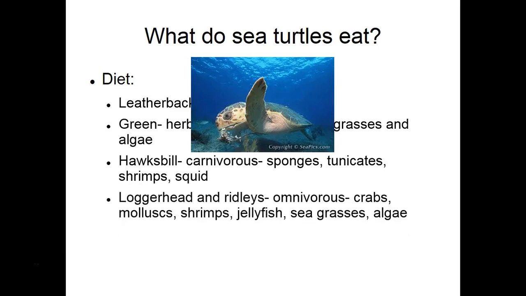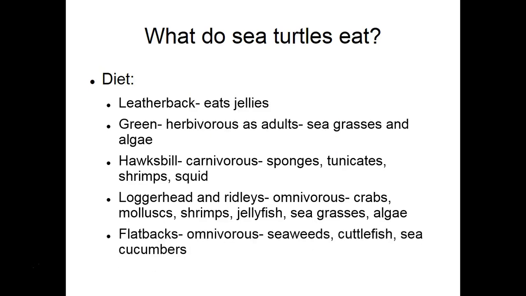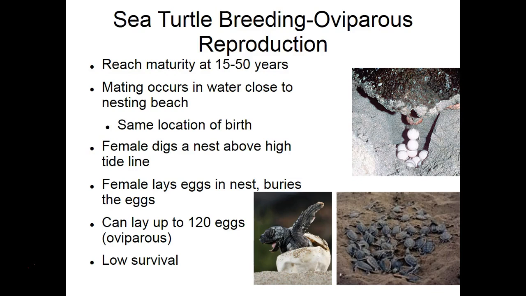The loggerhead and the Kemp's ridley and olive ridley sea turtles are omnivorous, so they eat both animals and autotrophs. So they will eat crabs, mollusks, shrimps, jellyfish, seagrasses, and algae. And then finally, the flatback sea turtle is omnivorous as well. It lives around Australia, so it is eating things that are around Australia. It'll eat seaweeds, it'll eat cuttlefish, and it eats sea cucumbers as well. So I guess that it tends to be able to avoid all the gonads that get thrown out from the sea cucumber.